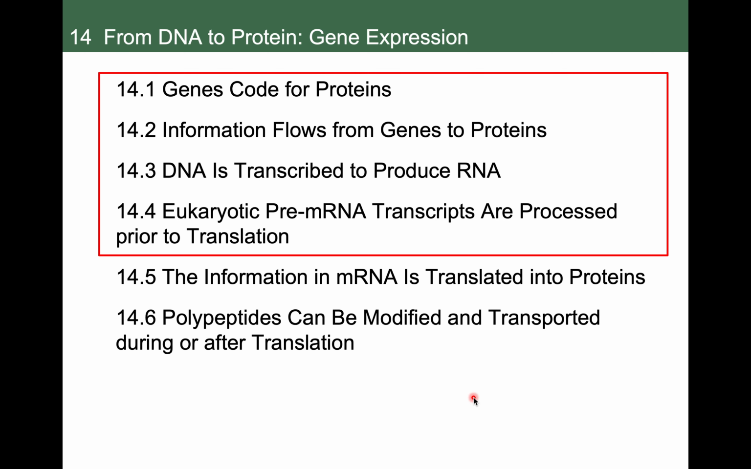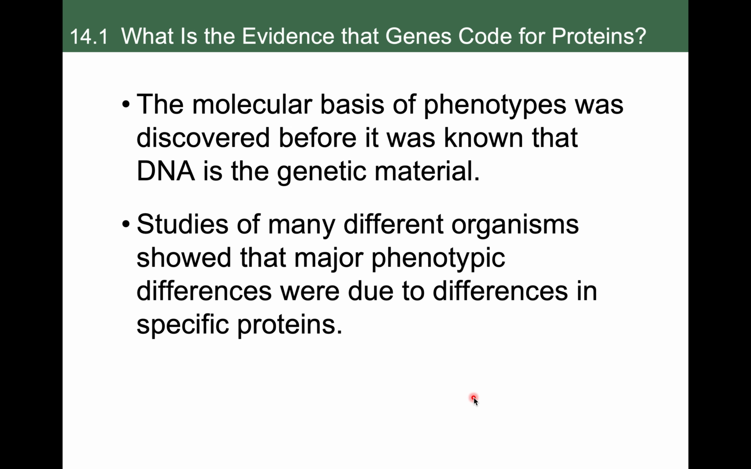And so we've got this chapter split into two parts. In the first half, we'll do just a little bit of background information, and then we're mostly going to focus on transcription, which is producing an RNA copy of the gene, and then the steps that have to be carried out in eukaryotes to process that messenger RNA before it's ready to be translated. And then the second half of the chapter, we'll talk about translation.